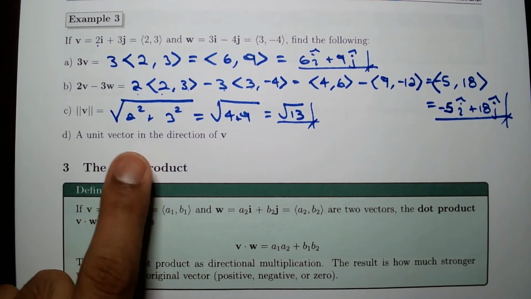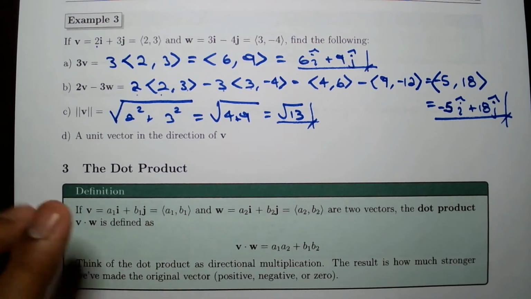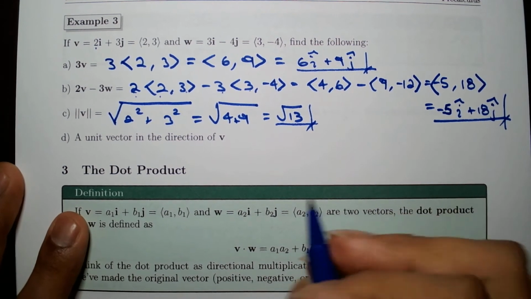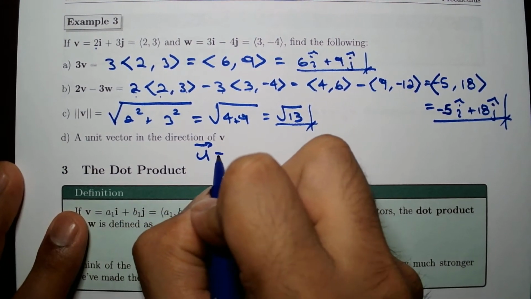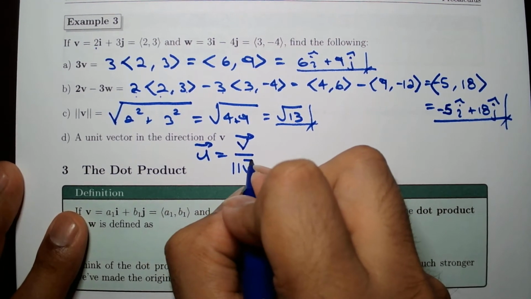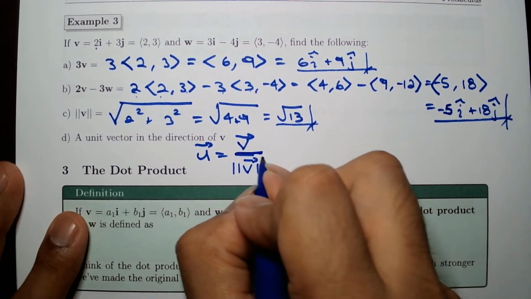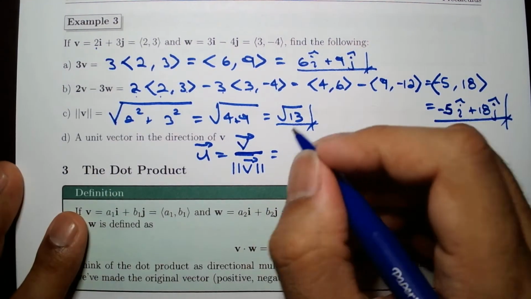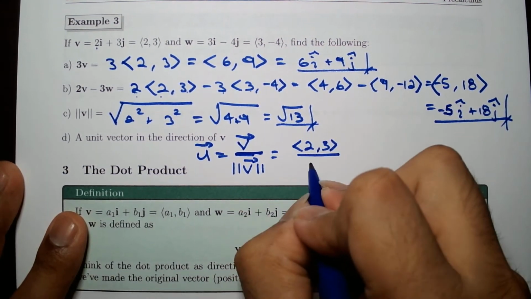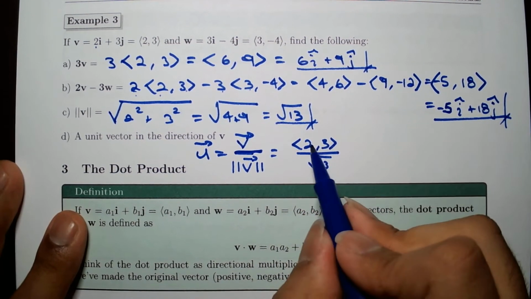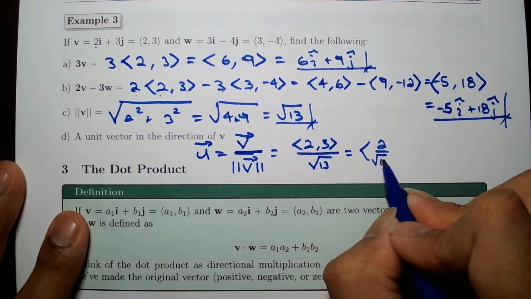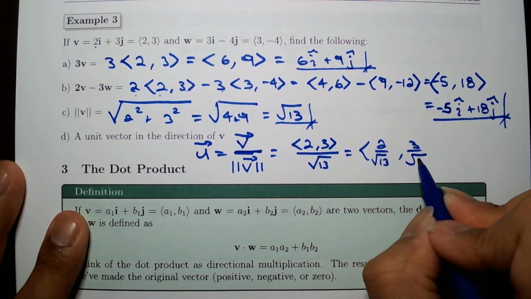Find a unit vector in the direction of v. Well, so this vector is square root of 13 units long. So what we do to find a unit vector in the direction of v, we do the vector v divided by the magnitude of the vector v. So the vector v, which is 2, 3, divided by its magnitude, all we do is divide: 2 over square root of 13, 3 over square root of 13.